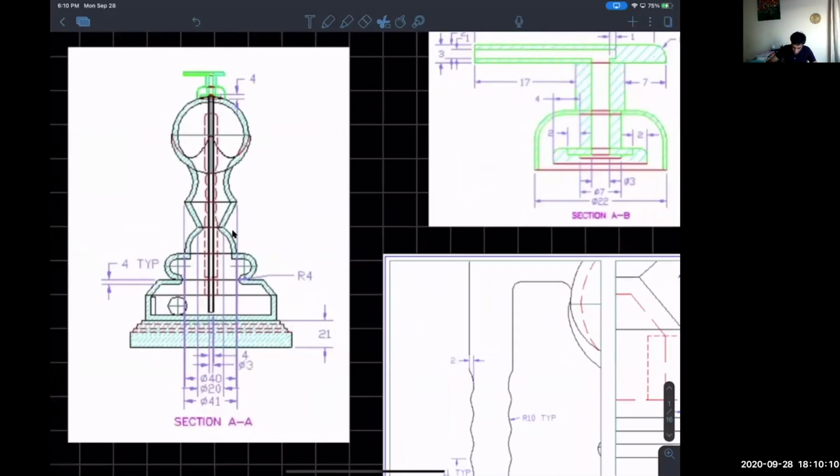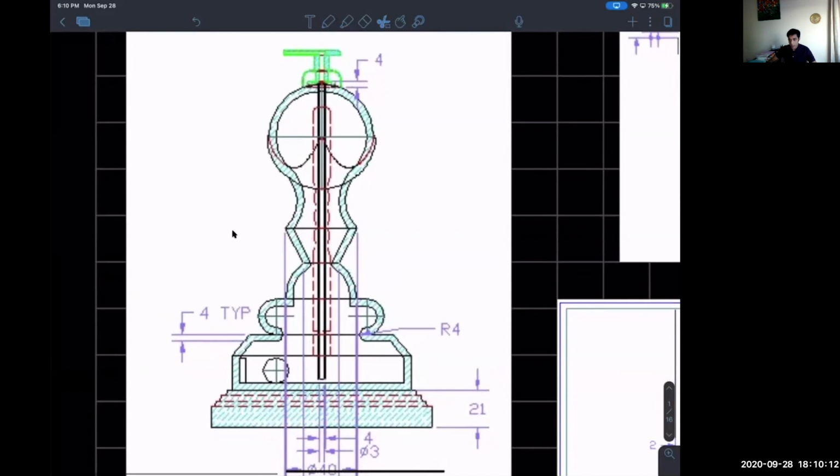So for one of our homeworks, we had to draw a real world object. And so I will show you my beautiful, beautiful drawing. So what I drew is a soap dispenser. This is a soap dispenser here. And what you can see is this big soap dispenser has been broken down into smaller pieces.